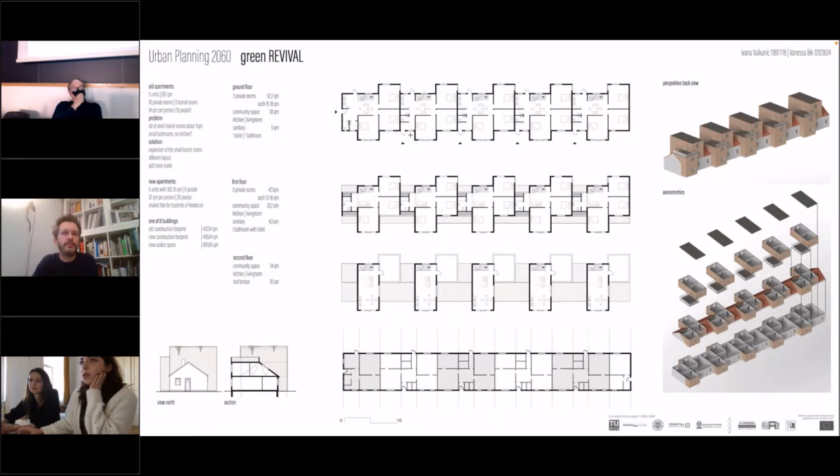On each floor, on the ground floor, there are 3 rooms, the living room and the kitchen, and also some sanitary rooms. And on the first floor as well, 3 rooms. And on the top, there is a big community room with a rooftop terrace. So we created more space on more levels.